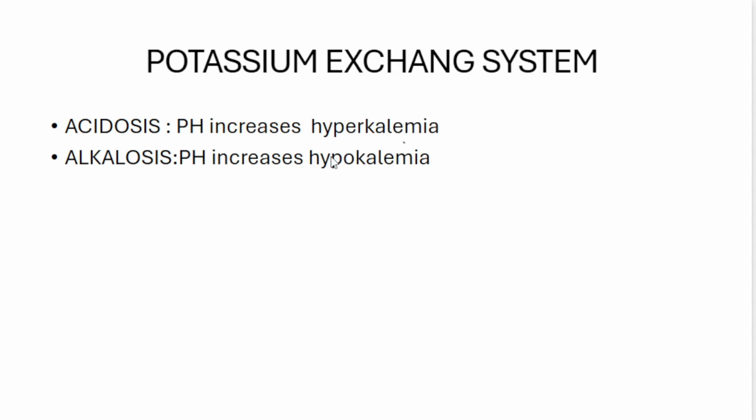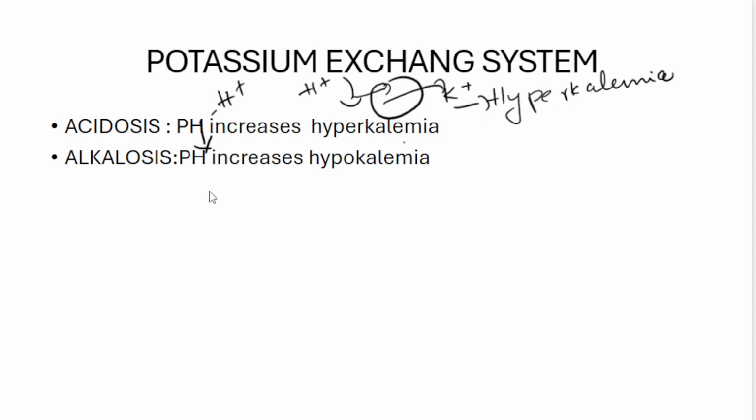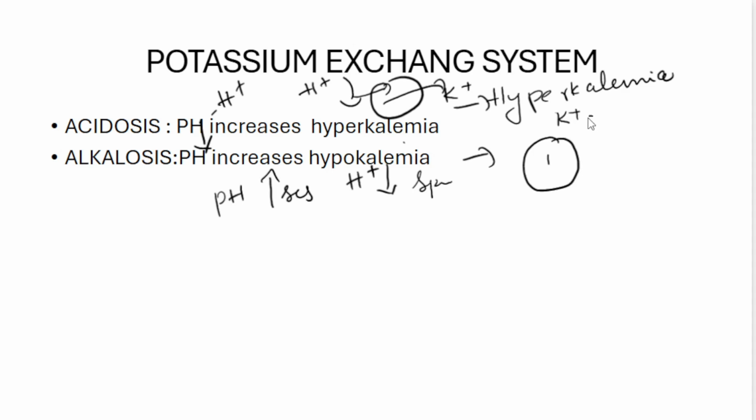Here also, when pH decreases, H plus ions increase. What will happen? H plus ions will enter into the cells and K plus ions come out from the cells. Then hyperkalemia will happen. In alkalosis, pH increases and H plus ions decrease, so K plus ions will enter the cells from the blood, and H plus ions come out from the cells.